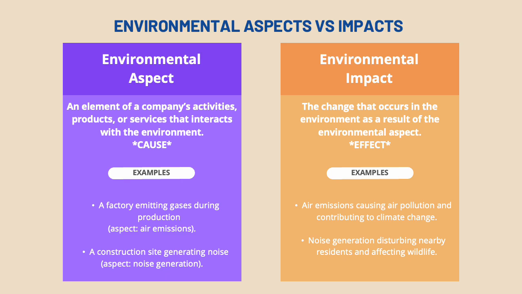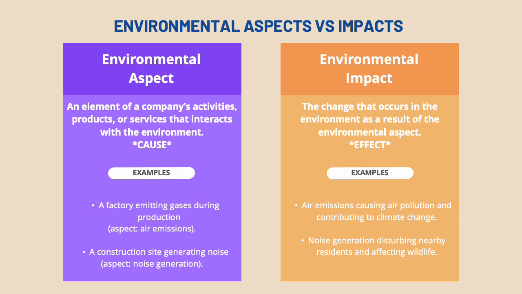For example, a factory emitting gases during production is an aspect, and we can refer to it as air emissions. Second example, a construction site generating loud machinery sounds, and the aspect we can label as noise generation. Clear?